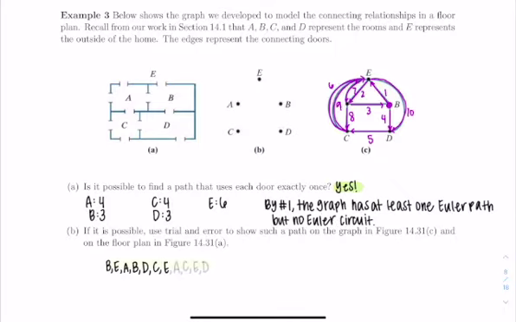From C, I went to E. From E, I went back out to A. From A, I went to C, which then went back to E. And E went to D. Again, that's only one of the paths. There can be other ones.